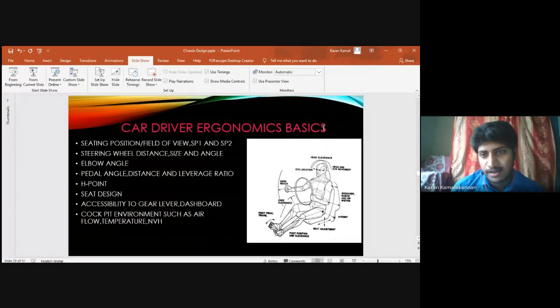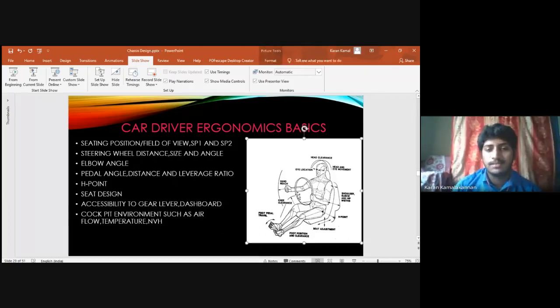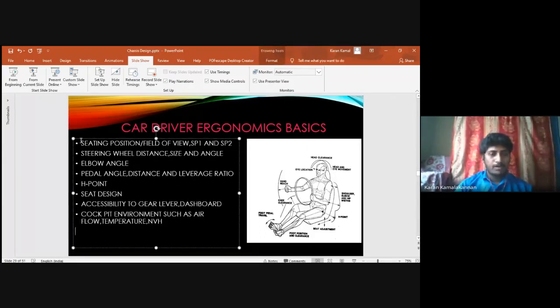Coming to the next topic, ergonomics, it is also one of the important things while thinking of the design, because it mainly deals with the driver who is seated there. In ergonomics, we have the seating position points and the field of view. SP1 means seating position 1, which is the driver's vision to the left and right, the view angle while rotating the head from left to right. SP2 is the forward visibility, how far the driver can see to the front from the seating point of the vehicle.